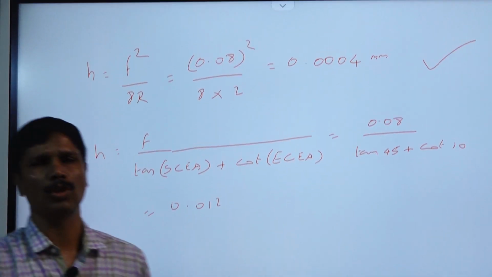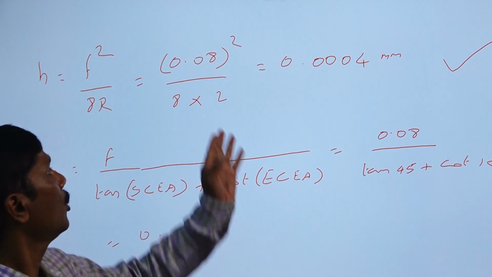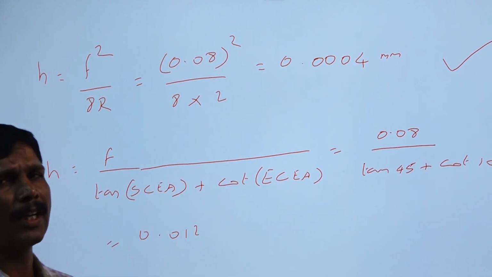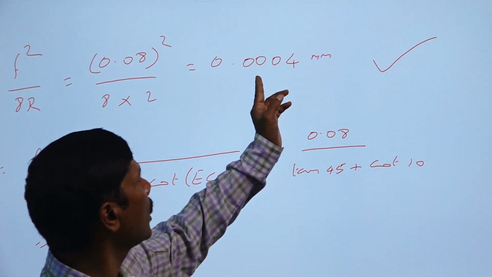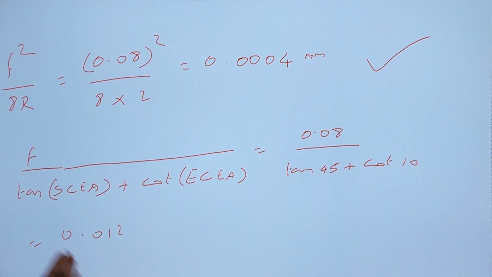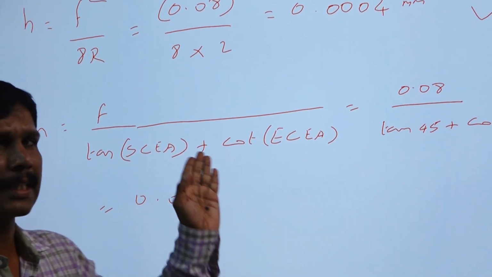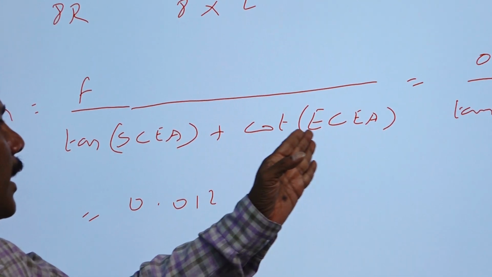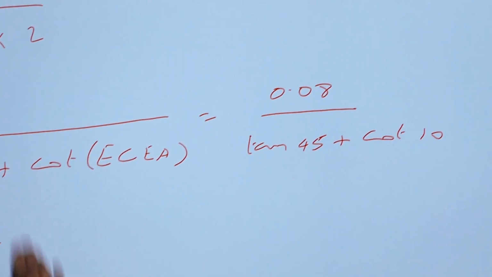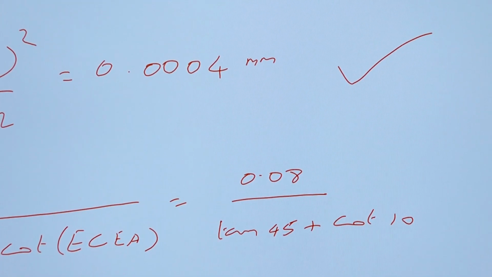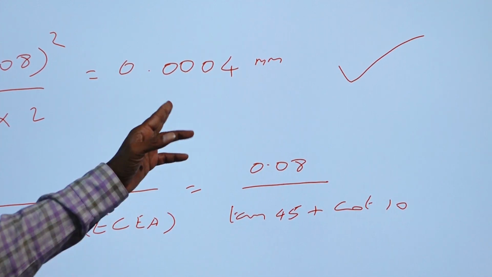So we are having two tools. One is a tool with a sharp edge, the other a tool with nose radius. For the tool with nose radius, we use the height of unevenness formula F square by 8R. We substitute the value, 4 mm. And for the tool with sharp edge, we have to use F by (tan side cutting edge angle plus cot end cutting edge angle), which is equal to 0.012 after substituting the values. While comparing these two values, the first one is lesser. So among these two tools, we have to select the first tool.